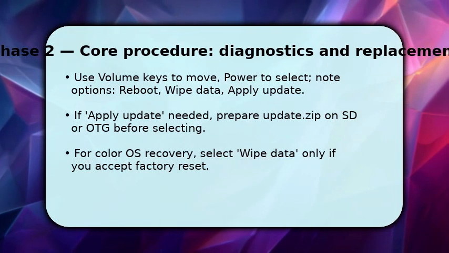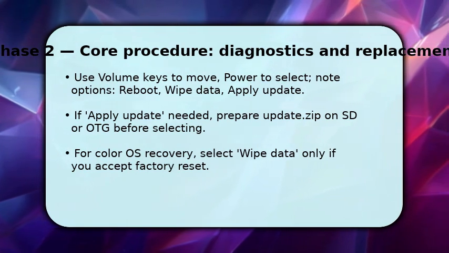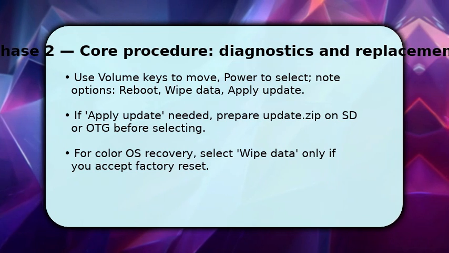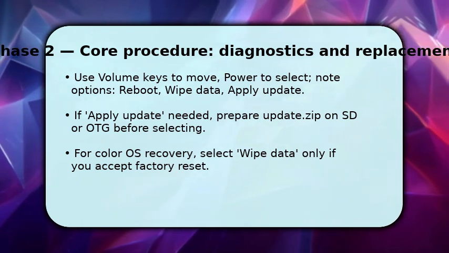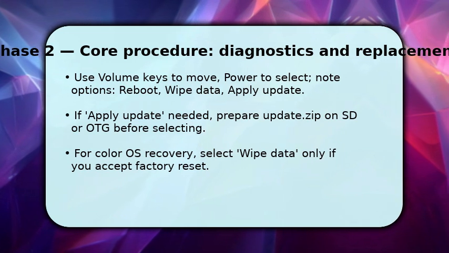Now you navigate the menu, use volume keys to move and power to select because touch may not work in this mode. If your goal is installing an update, make sure Update.zip is on the SD card or OTG drive before choosing Apply Update since failure interrupts flashing.